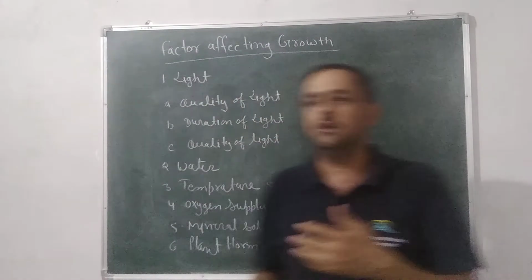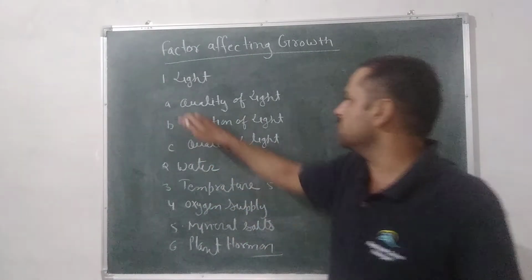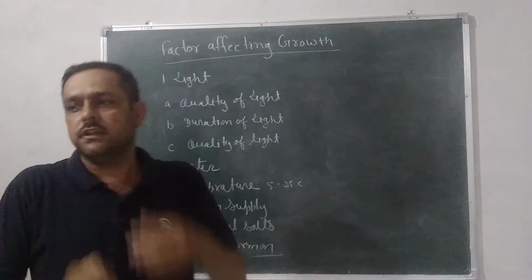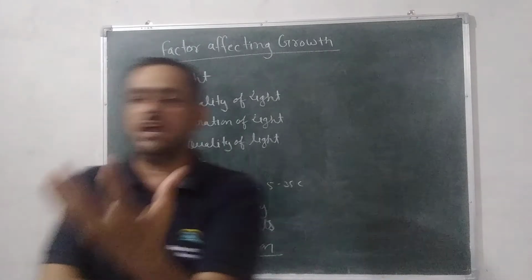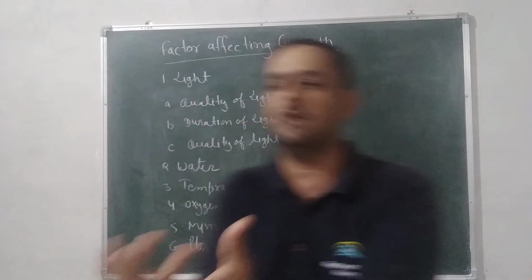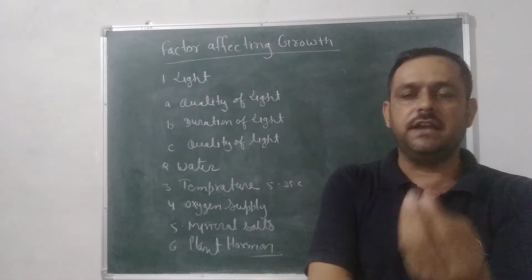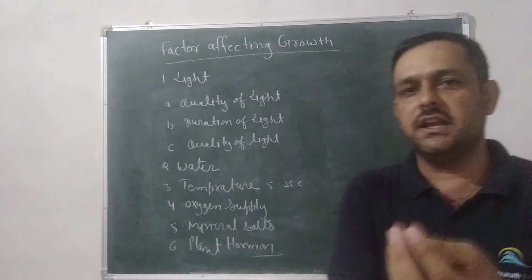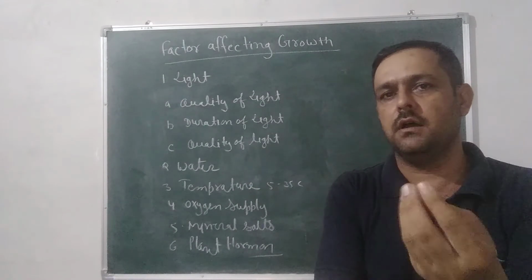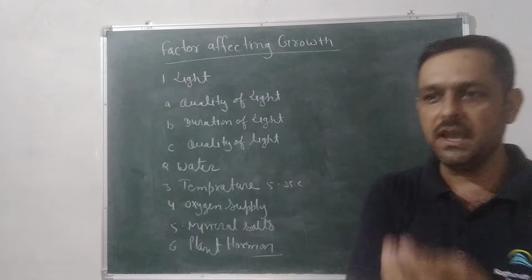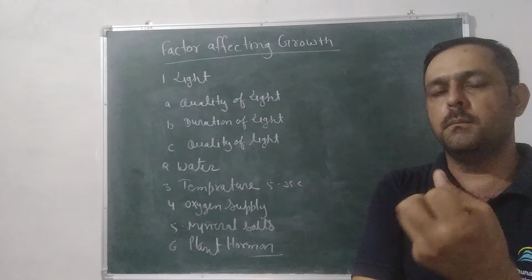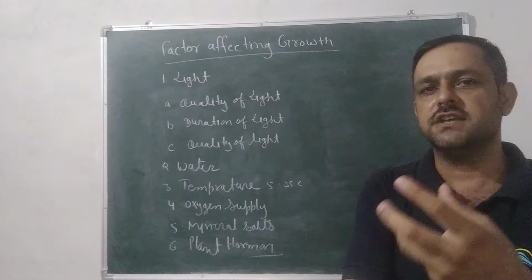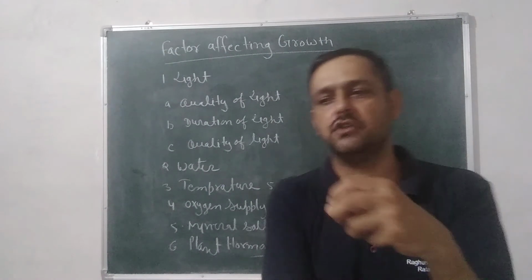First of all, light. Light affects growth in many ways. First of all, quality of light. The pigments found in plants absorb light of fixed wavelengths. Reddish light is most suitable for growth. As you know, in reddish light, the plant makes maximum photosynthesis product. Whenever more photosynthesis happens in the plant, the cells increase and the stored food material also increases.